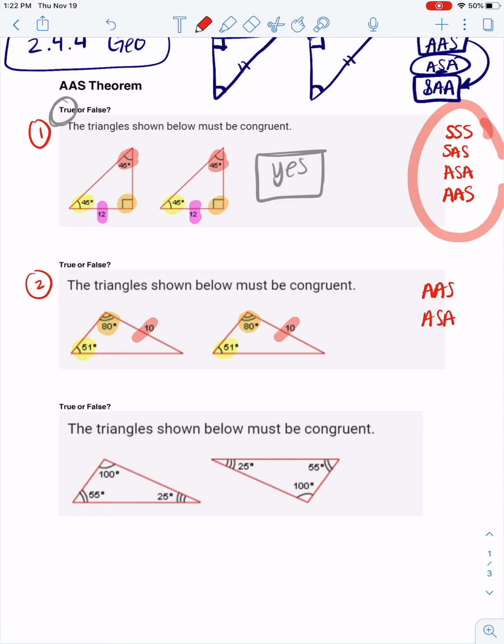Then you just want to see, is the side that they give me between the two angles? No, that would be here between my two angles. So it's not this one. It would have to be this one. So are those triangles congruent? Yes. The triangles shown must be congruent. So again, we're going to say true for that one.